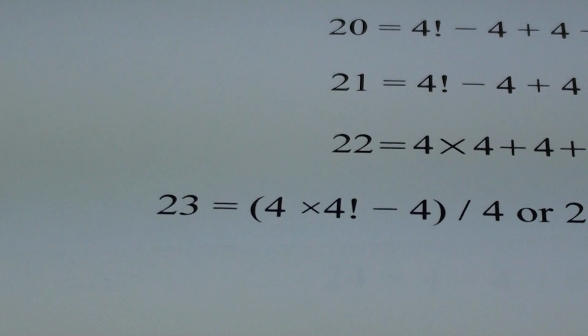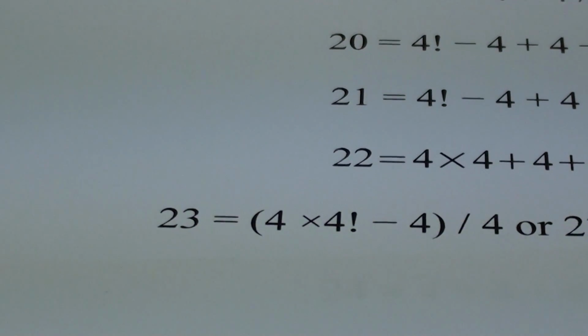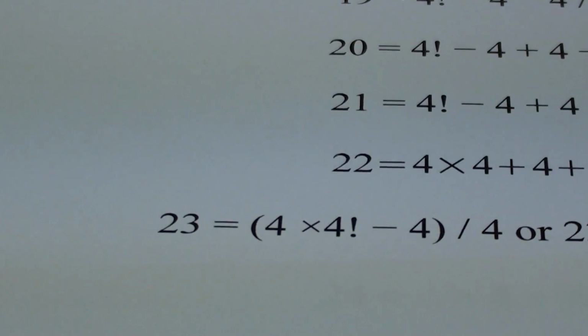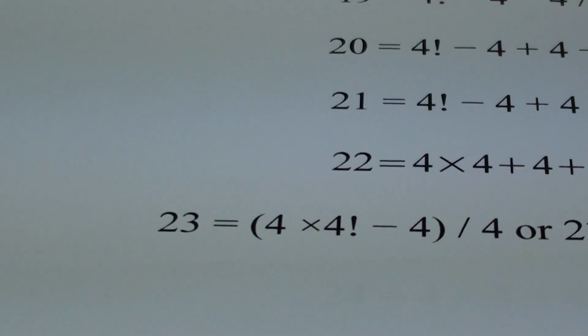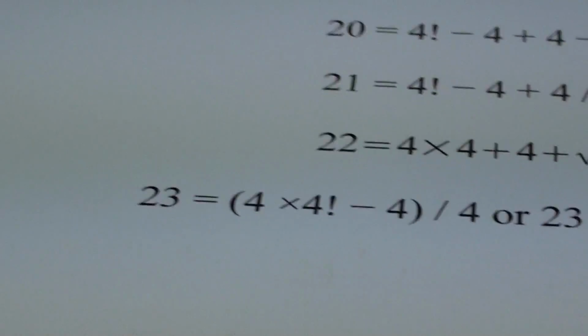Here it is. 4 times factorial 4. Factorial 4 is 24. Multiplied by 4, it makes 96. Minus 4 makes 92, and 92 divided by 4, if I'm not mistaken, makes 23.